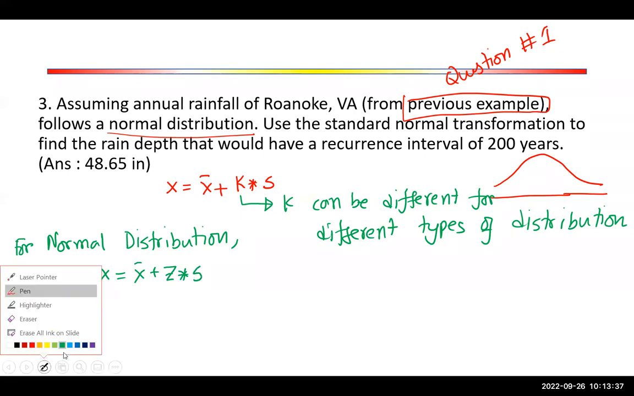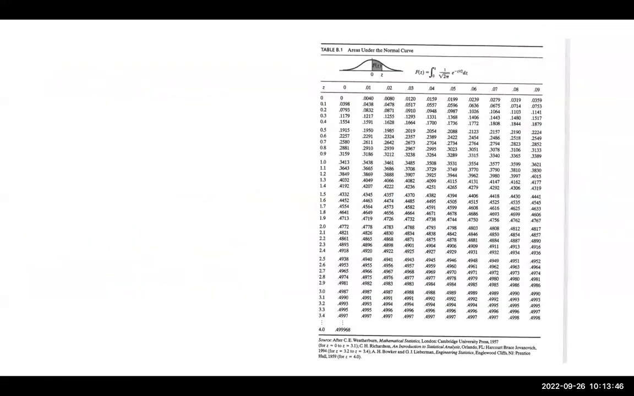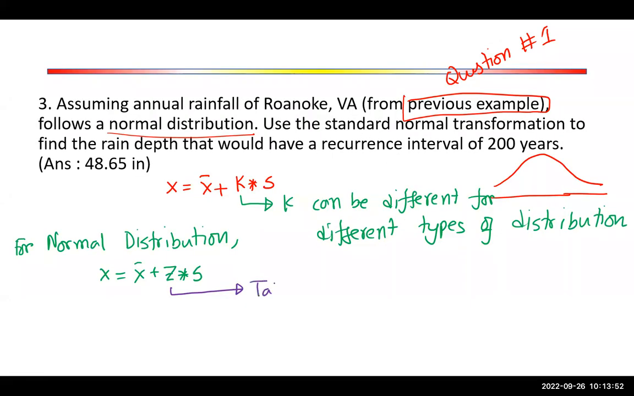And for z, usually we have a table B1, right? For different types of distribution, we have different tables, but the normal one is table B1, and x bar and s. From where will we get that? Do we have x bar and s and everything here for this question? Where?